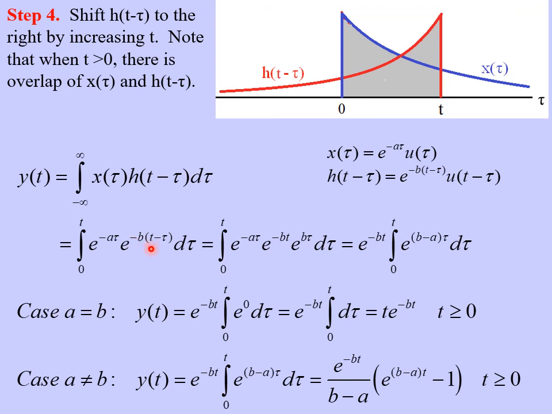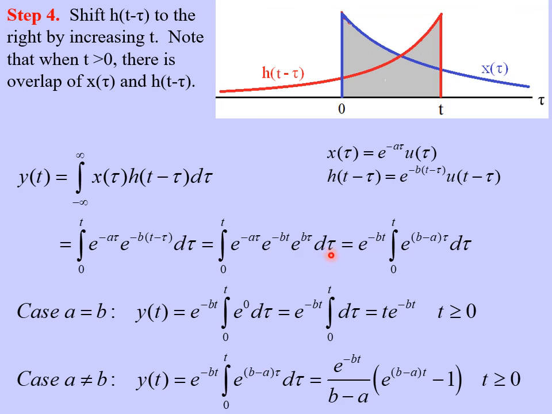Now we have to actually do some integration. At first this looks like a kind of nasty mess, but it's really not that bad because these are exponential functions, which are easy to deal with when they're multiplied together. What I can do with this second exponential function is break it up into its two pieces, e to the minus bt times e to the b tau. And notice we're integrating in tau, not in t.